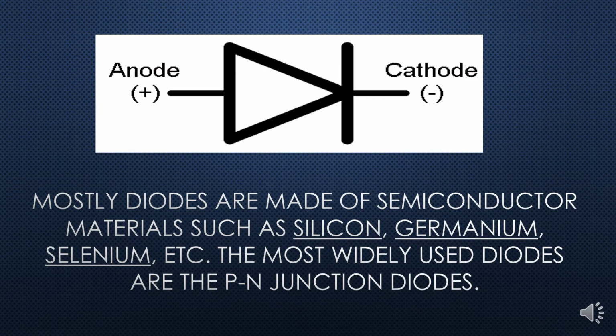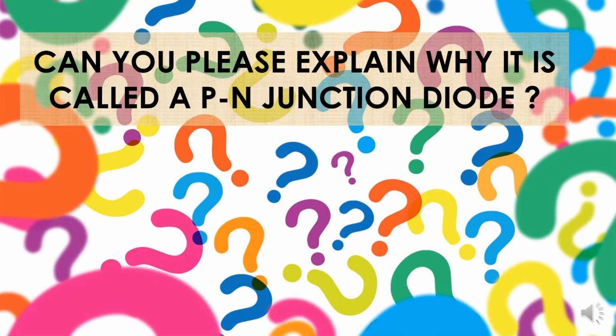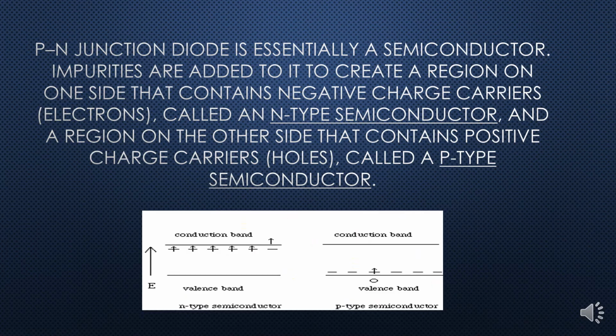Mostly diodes are made of semiconductor materials such as silicon, germanium, selenium, etc. The most widely used diodes are the p-n junction diodes. Can you please explain why it is called a PN junction diode? P-N junction diode is essentially a semiconductor.